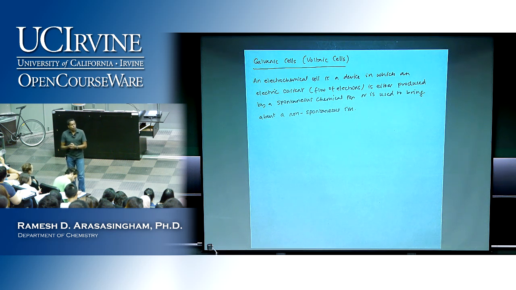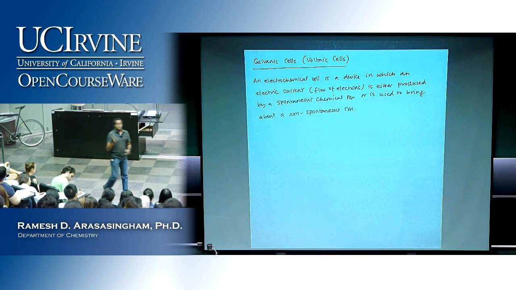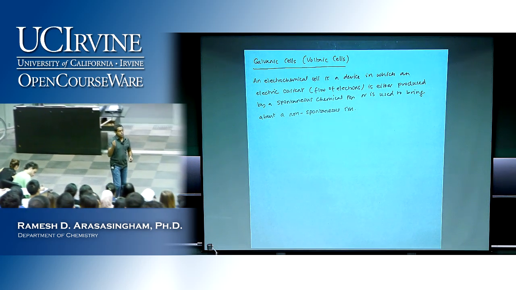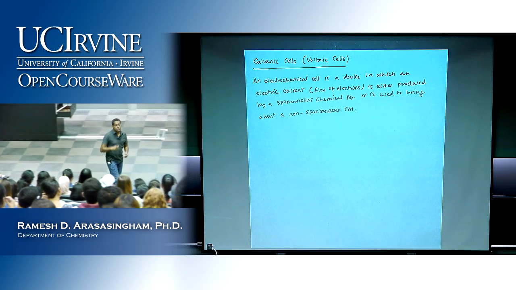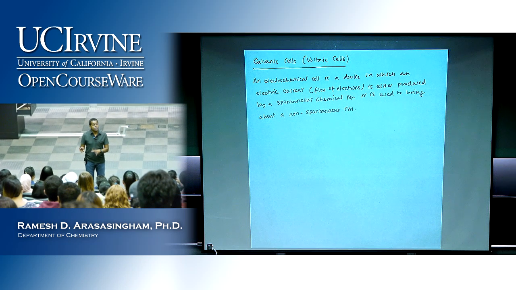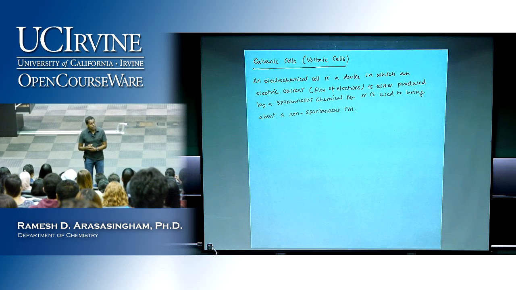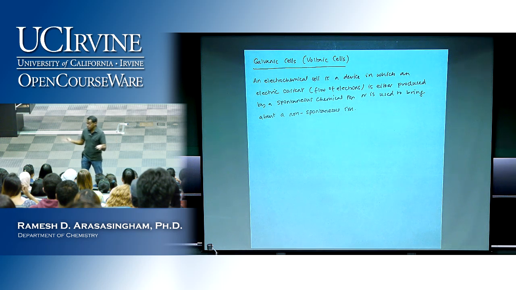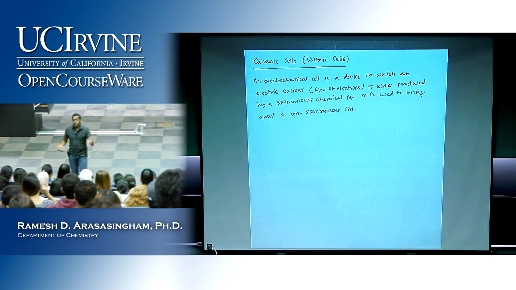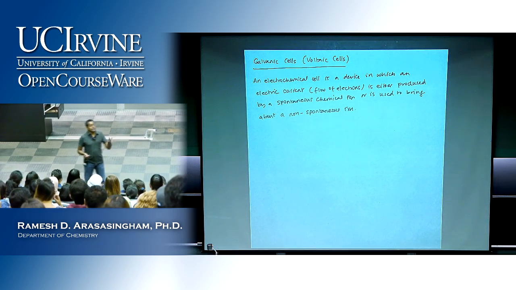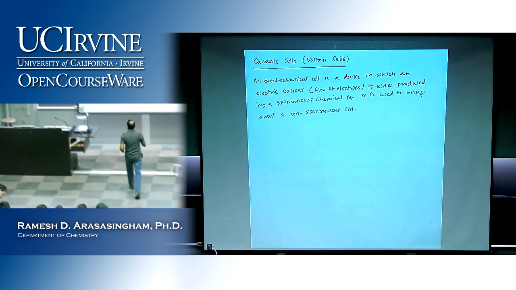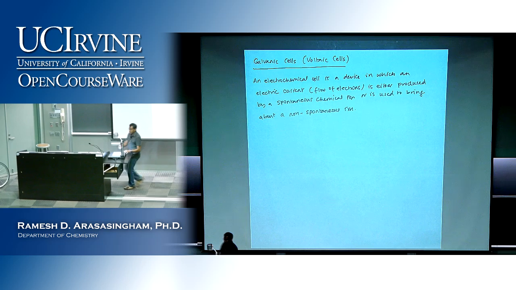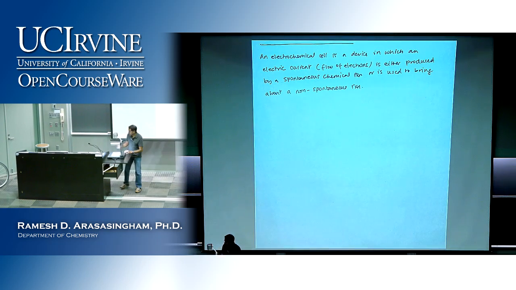Or you can take an external source of current. So if you plug it into a plug, for example, that's an external source of current, and use that to drive a non-spontaneous reaction. So essentially what we're interested in looking at is spontaneous reactions and non-spontaneous reactions. We're going to start by looking at those that take advantage of a spontaneous reaction. And one that takes advantage of a spontaneous reaction is called a galvanic cell.